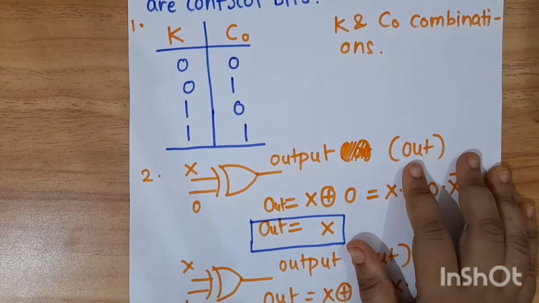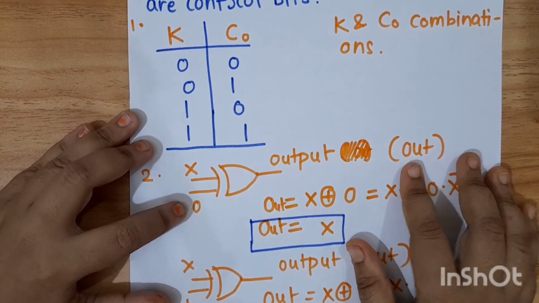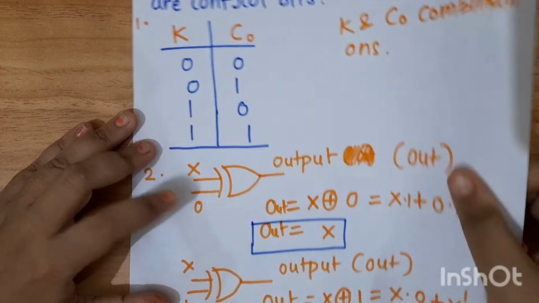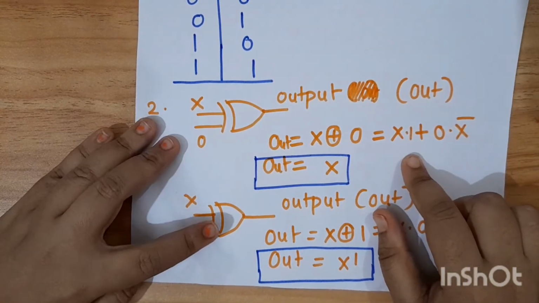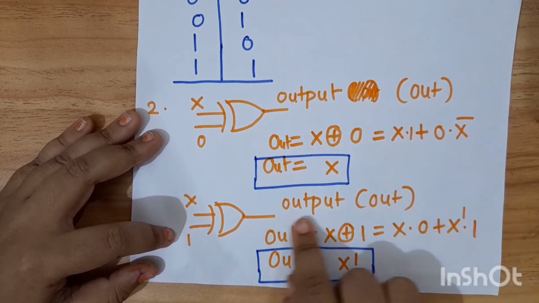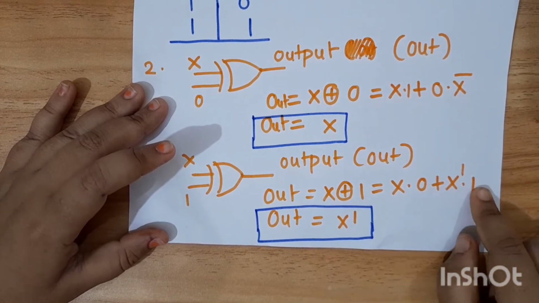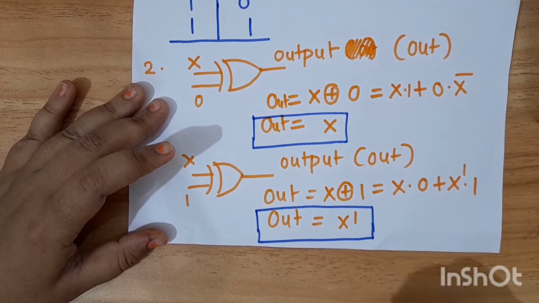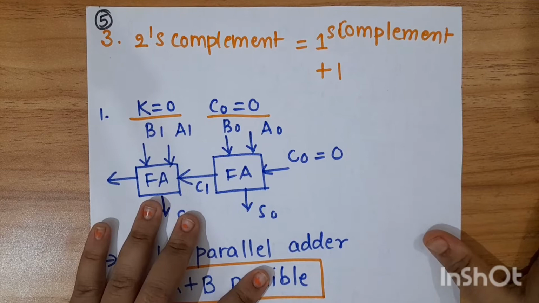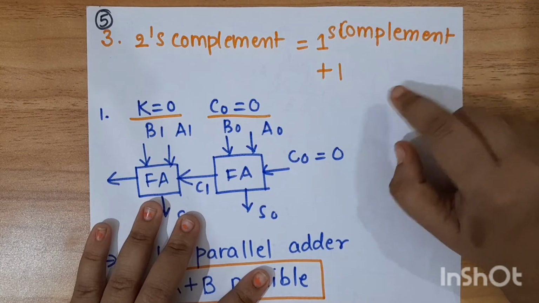Another point to be noted: for an XOR gate, if X is one input and the other input is 0, then the output of the XOR gate is equal to X. And for a 2-input XOR gate, if one input is X and the other input is 1, then the output is X exclusive-or 1, which comes out as X bar, that is X complement. Now the 2's complement of a number is 1's complement plus 1. 1's complement means the complement of each of the bits.